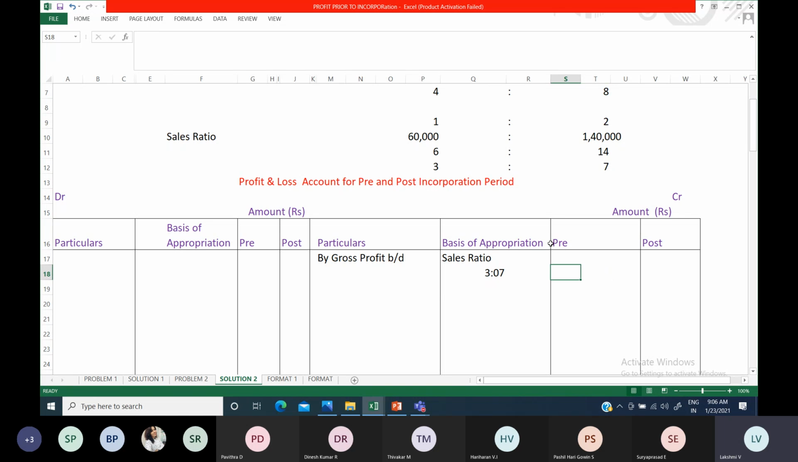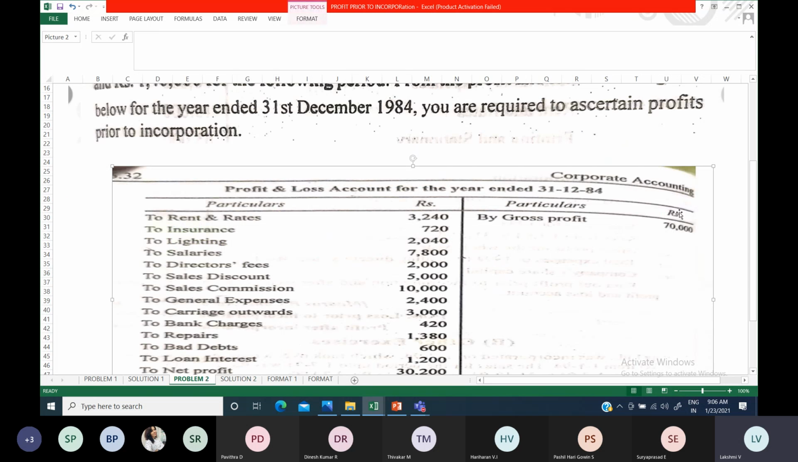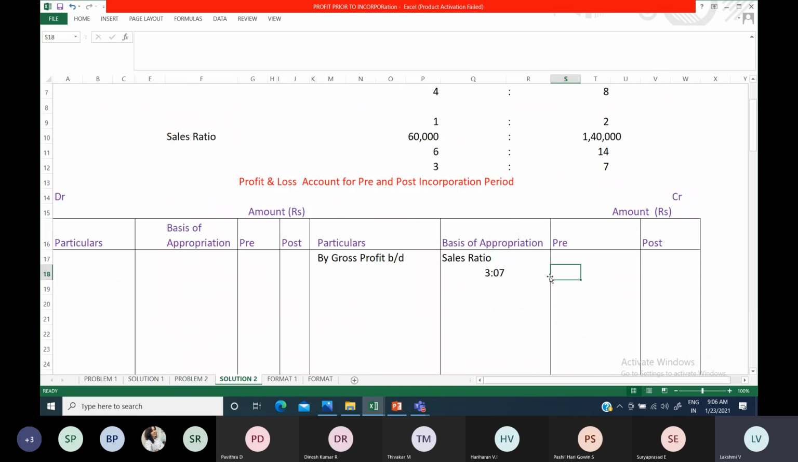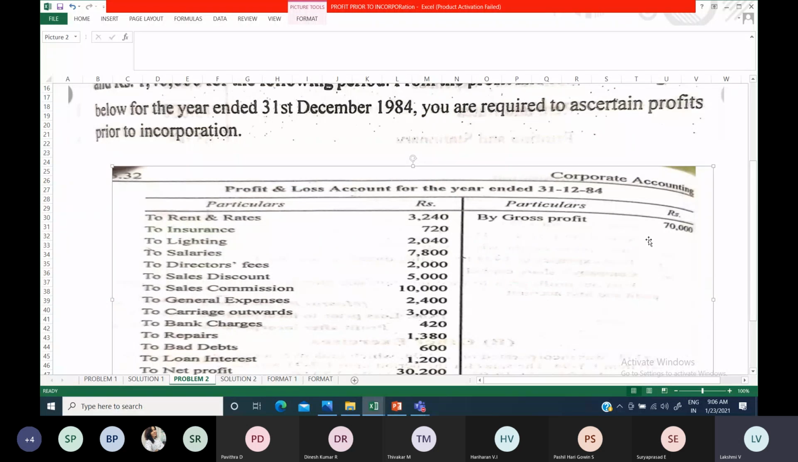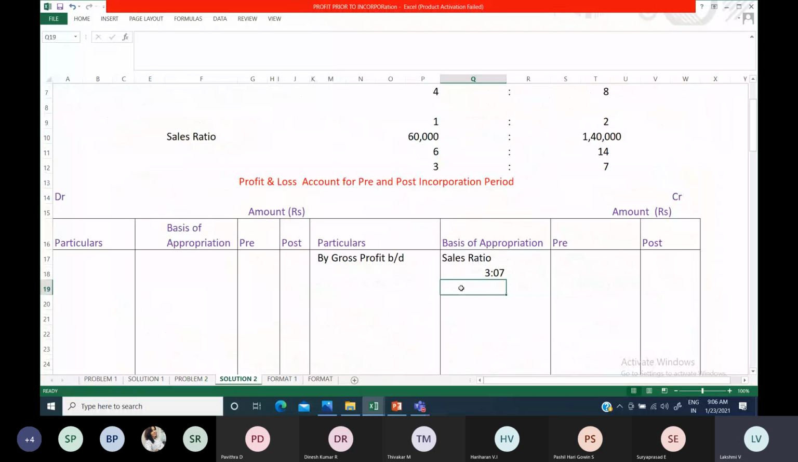You can even have a total column also. If you want, you can have a total column and fill in the 70,000, and then find out the pre column and post column amounts. Or you can even skip it and write only the pre column and post column, segregating the amount and filling just that. So if you see, our gross profit is 70,000. So how to calculate this?